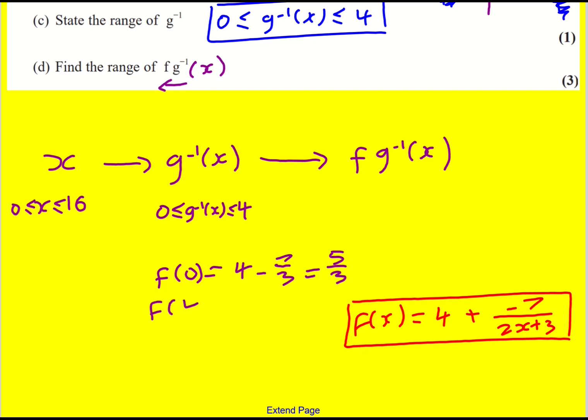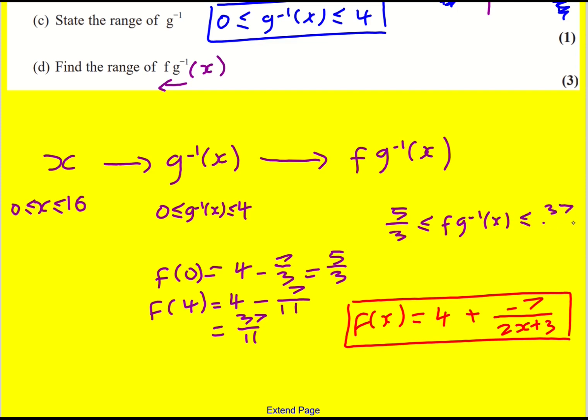And then f of 4, this one's a little bit trickier. Okay, you've got your calculator, so 4 minus 7 over 11, which ends up being 37 over 11. And the final answer is then 5 over 3 less than or equal to the inverse of g less than or equal to 37 over 11.